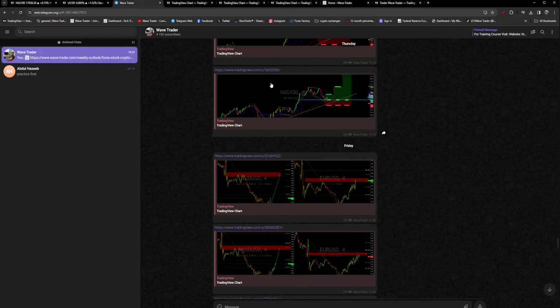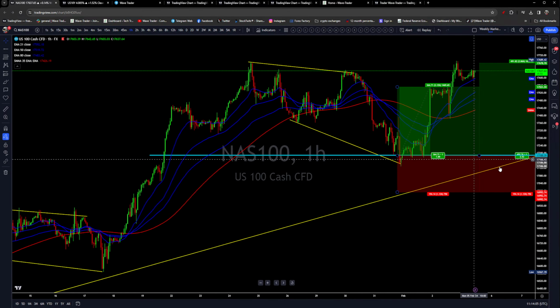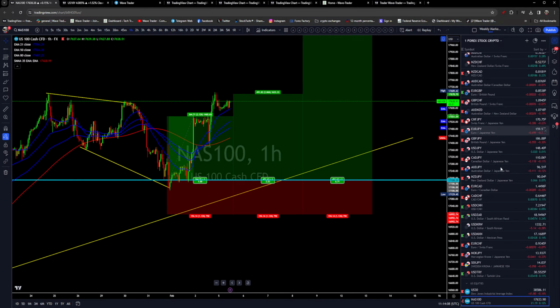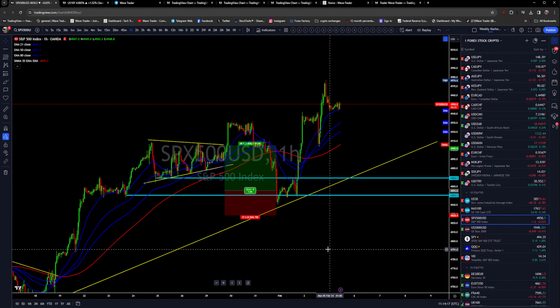I was talking about the NAS did well. Okay, so not just NAS, S&P 500 also was a good move. We have seen a good, similar move happen over there, which I was talking about. Yeah, so my structure is similar to last week. I haven't changed much on this.